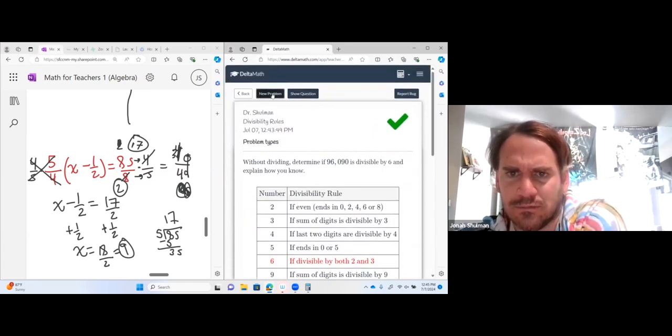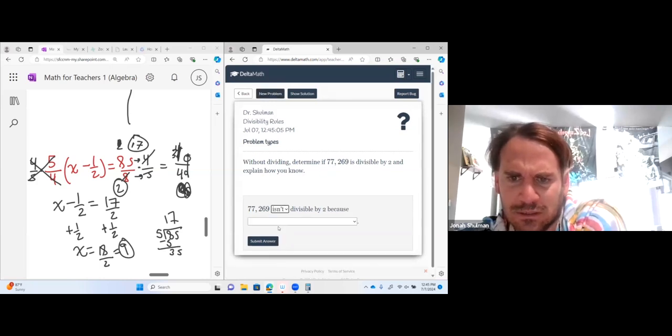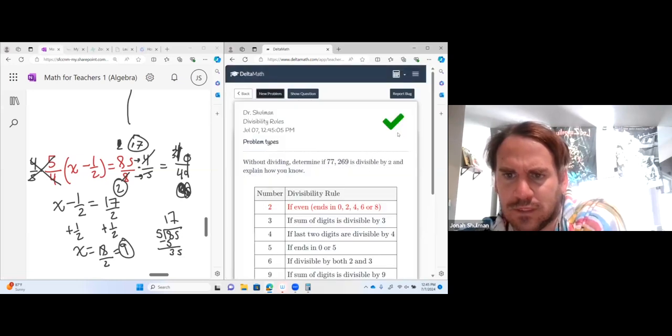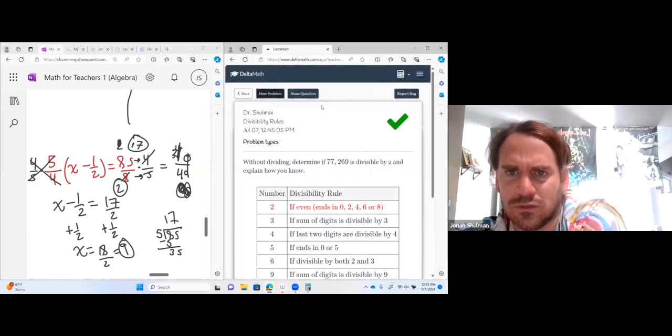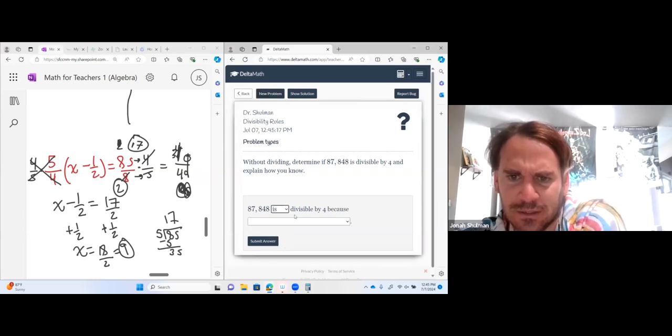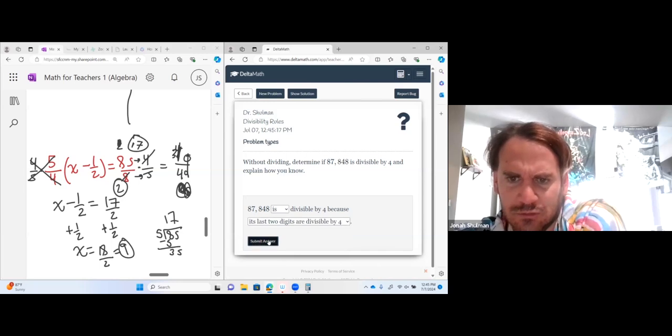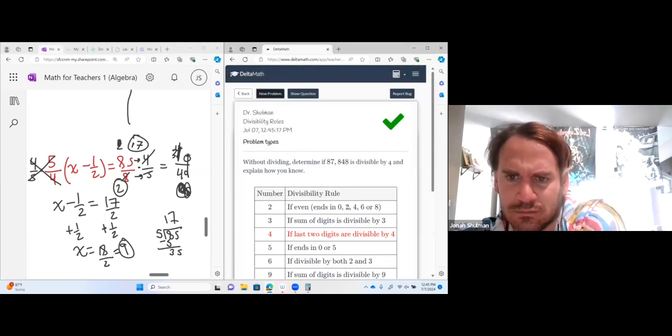Let's do another one. Is it divisible by 2? It isn't because it's not even. Nice. These are good rules. Now let's do another one. Is it divisible by 4? Yes, because the last two digits are divisible by 4. I believe that was the rule it said. I didn't know this one. Nice.